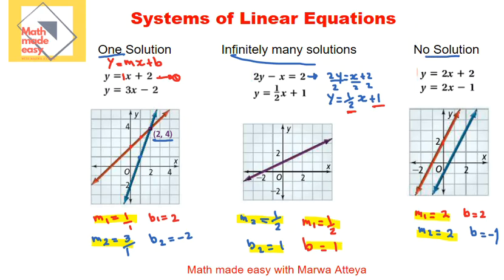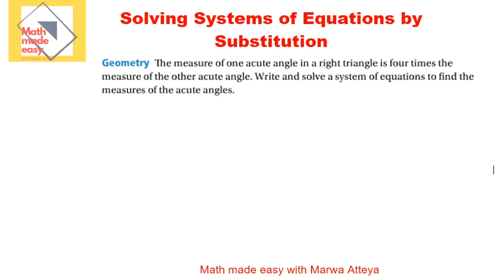Now let's move further. How do I solve a system from a word problem? Now in this word problem here, we have a question asking us about geometry. It says here the measure of one acute angle in a right triangle. So I already have one of the angles, which is 90 degrees, before we go further. But I have another acute angle, is 4 times the measure of the other acute angle.